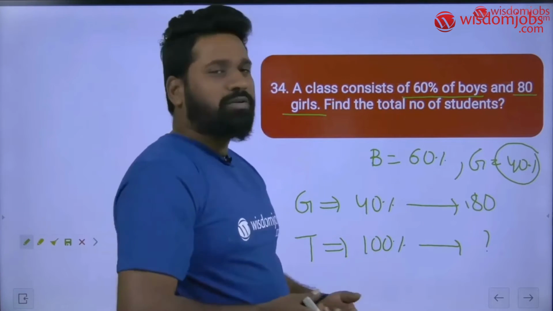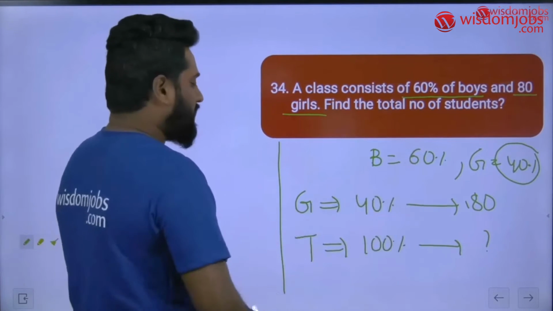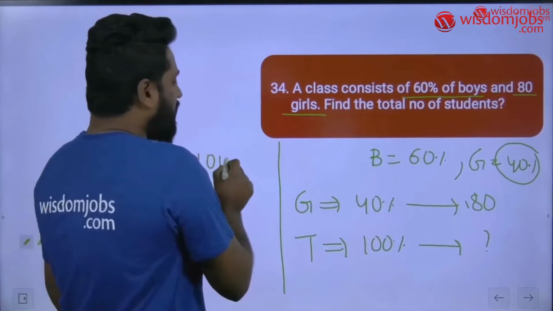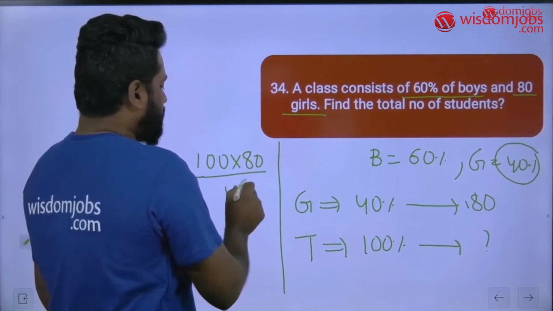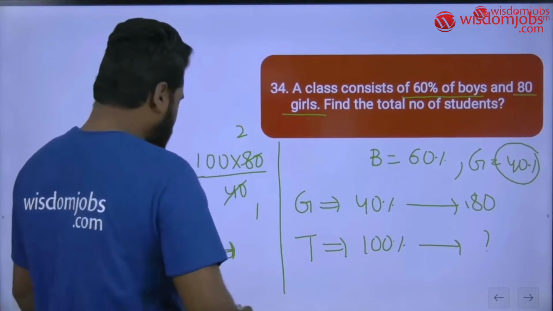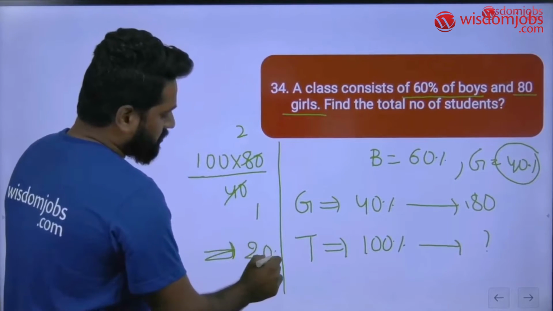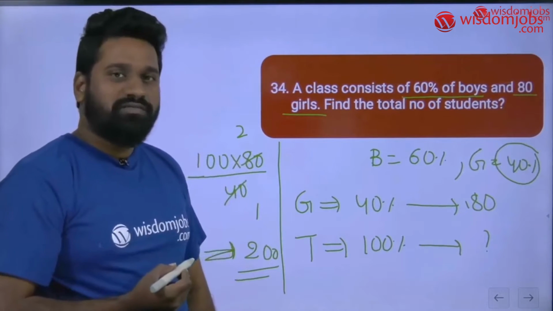Because if we are finding the total number of students here, so it becomes how much again? Cross multiplication, that is 100 into 80 by 40. So 4 twos are 8, so the total number of students becomes 200. This value represents the total number of students of the class.